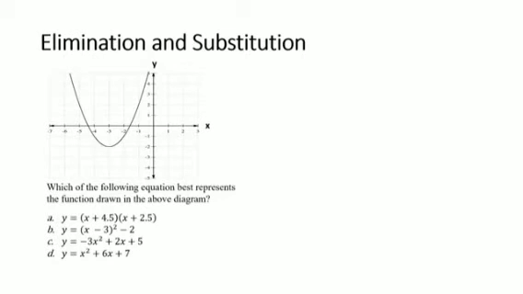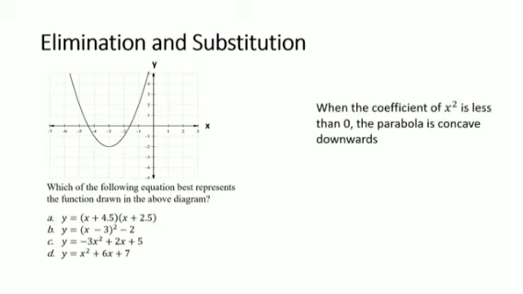In most multiple choice items, there is usually an answer that is outrageously incorrect. If I were to look at the shape of the parabola, it is concave upwards. But looking at response C, I see the coefficient of x squared is less than 0. But we know when the coefficient of x squared is less than 0, the parabola is concave downwards. In other words, the graph will produce a maximum value. So therefore, we can eliminate C as a possible answer.